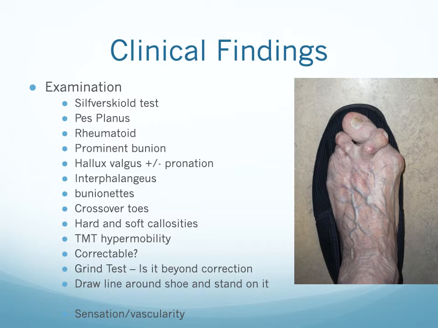Another test which I find useful is to take the patient's shoe and draw a line around the shoe and then get them to stand on it, and that will indicate whether they are actually wearing shoes which have got too narrow a toe box or too narrow a fitting to accommodate their foot, and if they've got a pointy toe box on their shoe, then this may be exaggerating the deformity. As with any foot and ankle examination, you want to check for sensation and vascularity.